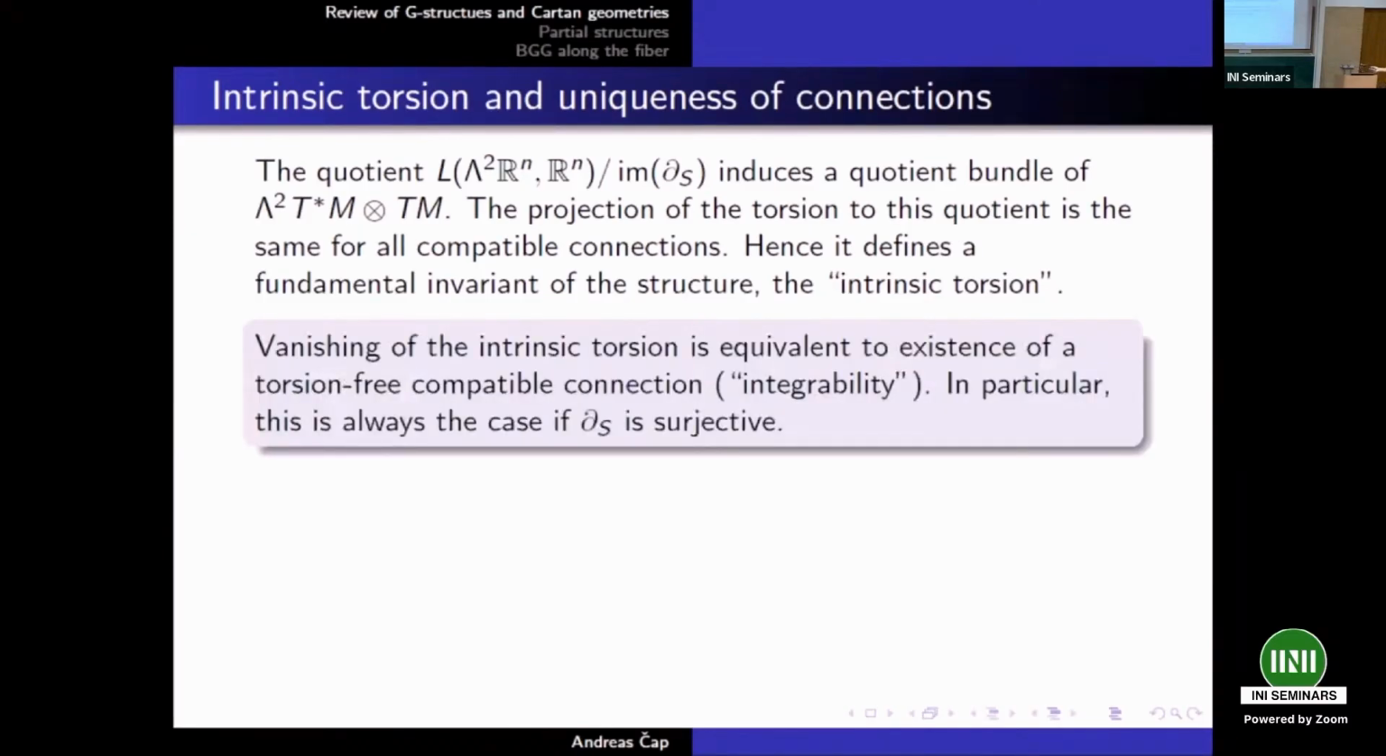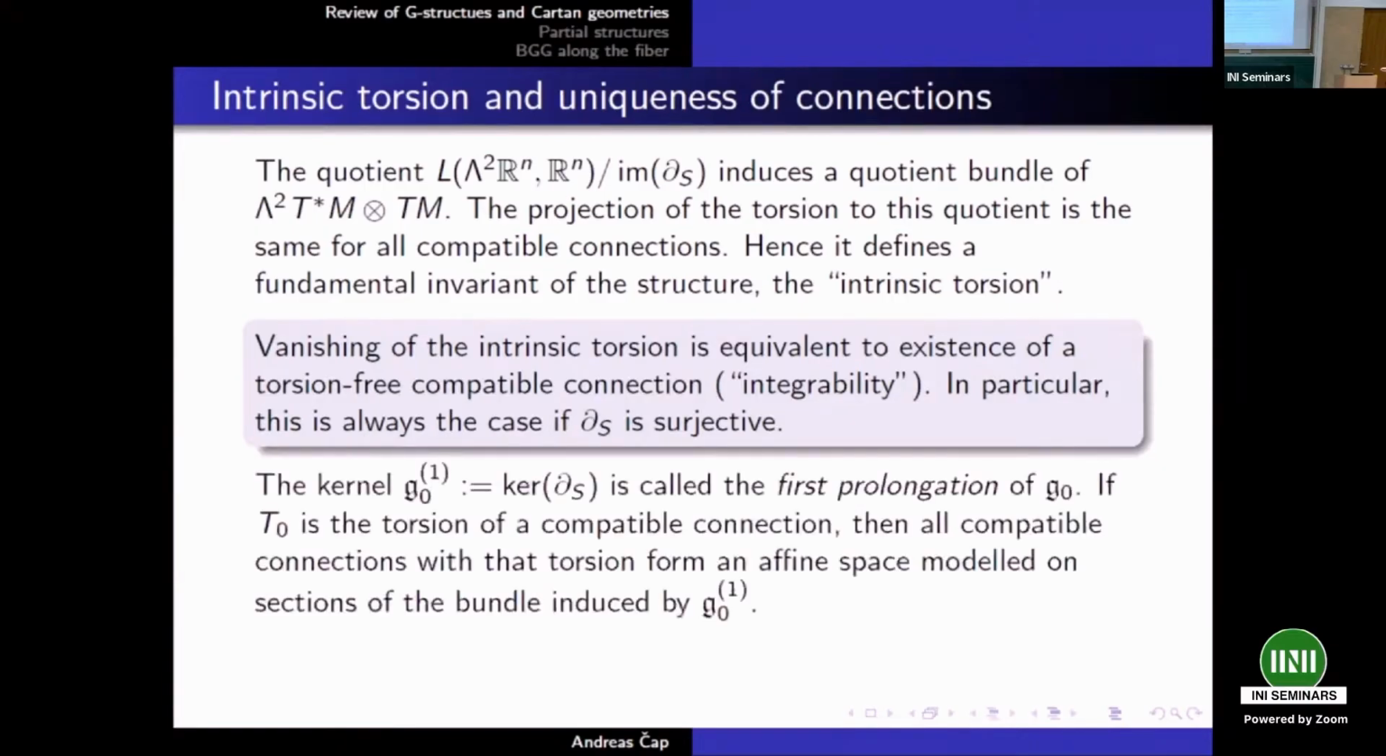And then vanishing of this intrinsic torsion is equivalent to the existence of a torsion-free connection that is compatible with your G0 structure, which in the theory of G structures is often referred to as integrability, which is kind of difficult terminology, but it's common. And in particular, you always have a torsion-free compatible connection if del S is surjective. And this is the case, for example, for Riemannian metrics or pseudo-Riemannian metrics, in which del S actually is a linear isomorphism.